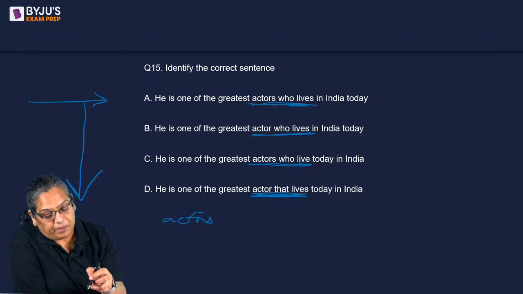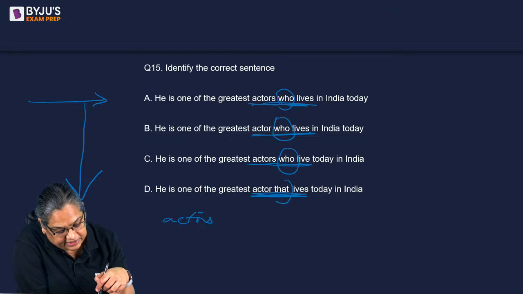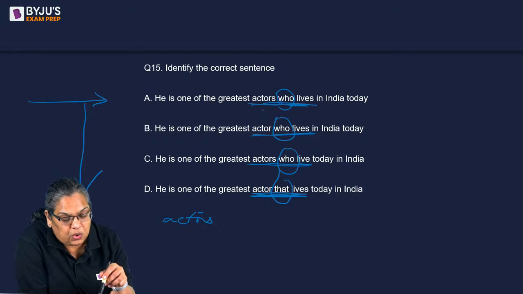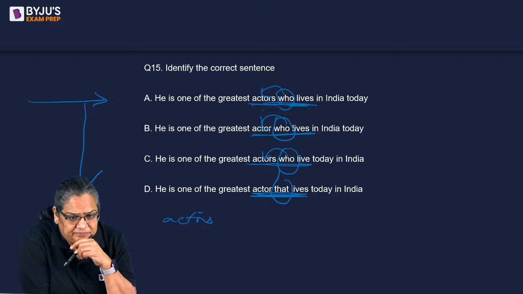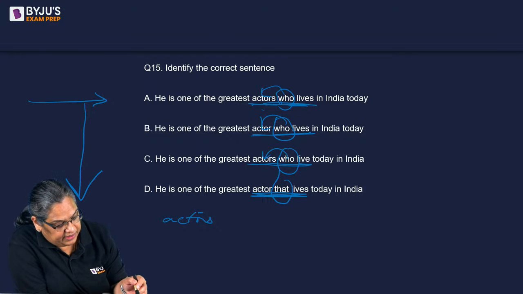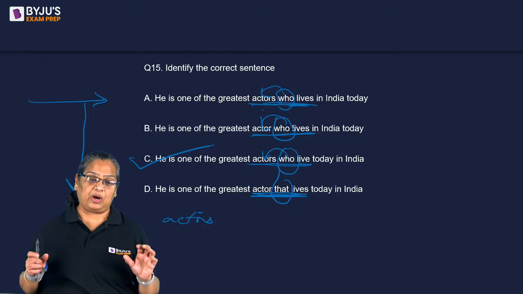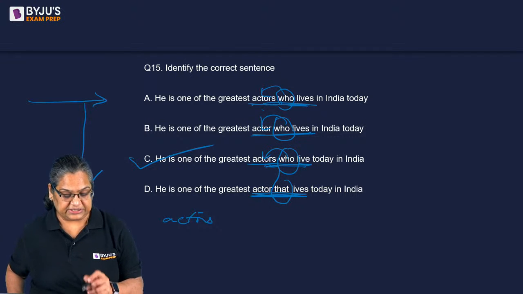Now, the moment you use a relative pronoun, who, which, or that, what does the who stand for? He or actors? What is the who replacing? Actors. Is the word before it singular or plural? Is the relative pronoun replacing a singular or a plural subject? Plural. So you should use a plural. Whenever you have who, which, or that in the sentence, figure out what it is talking about. If this is plural, this has to be plural.